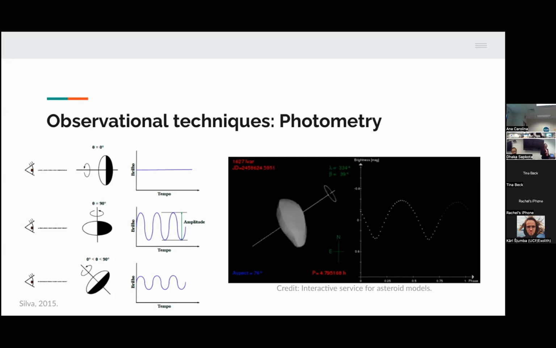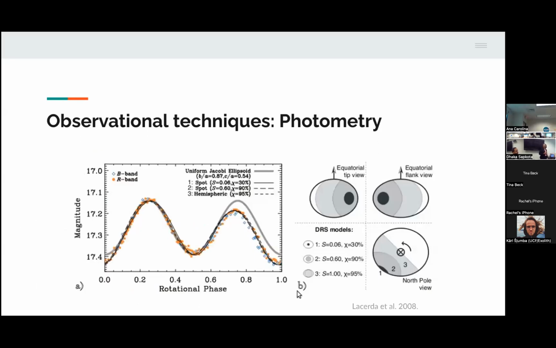It means we can discover the rotational period of the object. And if we collect these light curves in different filters, we can have information about the surface of the object, if it has some kind of structure, if it has inhomogeneities. And in this case, it's the light curve of Almia.